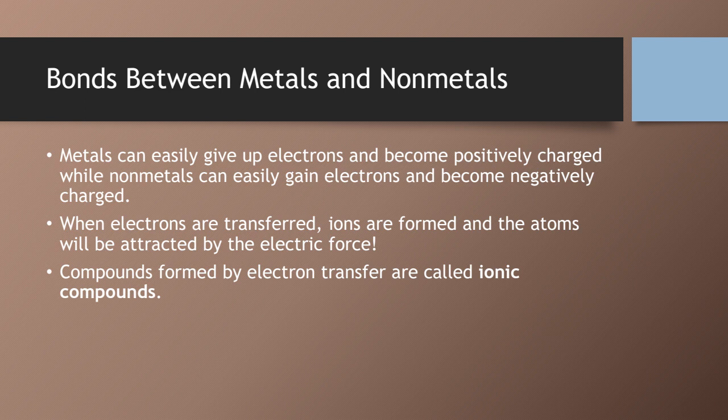Metals can easily give up those electrons, become positively charged. Nonmetals easily gain electrons, become negatively charged. When they transfer them, they form ions, and then the atoms get attracted that way. These are called ionic compounds. We're going to talk more about these a little bit in the next section, but I do want to mention one thing here.